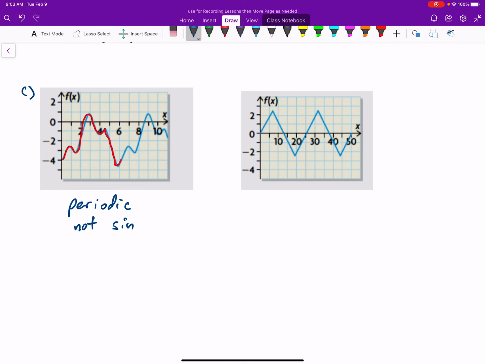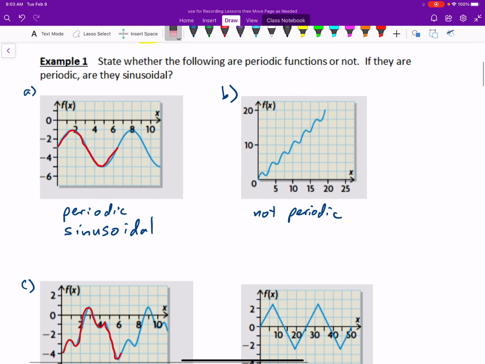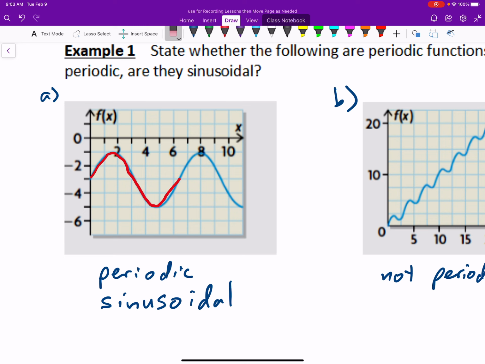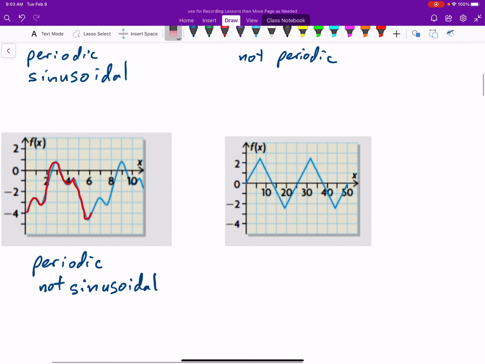The reason it's not sinusoidal is because all sinusoidal graphs have this wave shape. So in that case, we can say that this one is not sinusoidal either. Waves don't have these points on the tops and bottoms of them. Yes, it's periodic, but again, it's not sinusoidal.